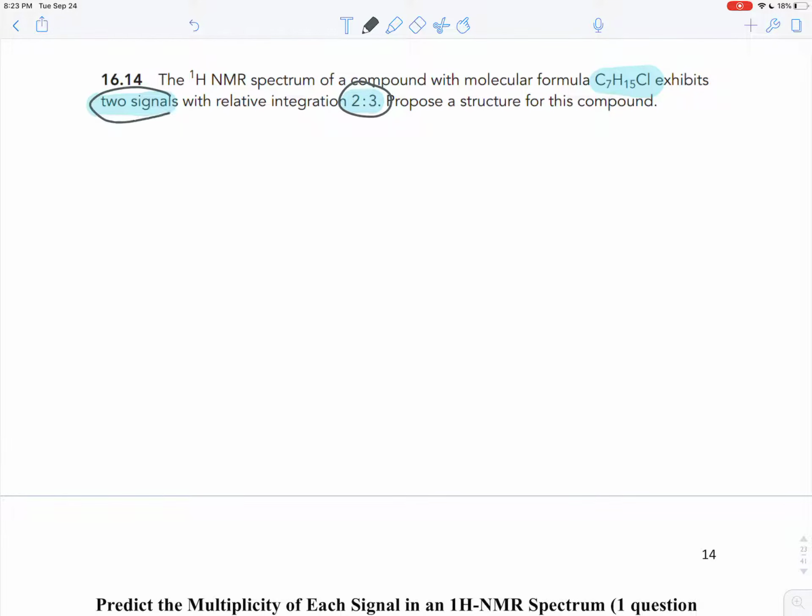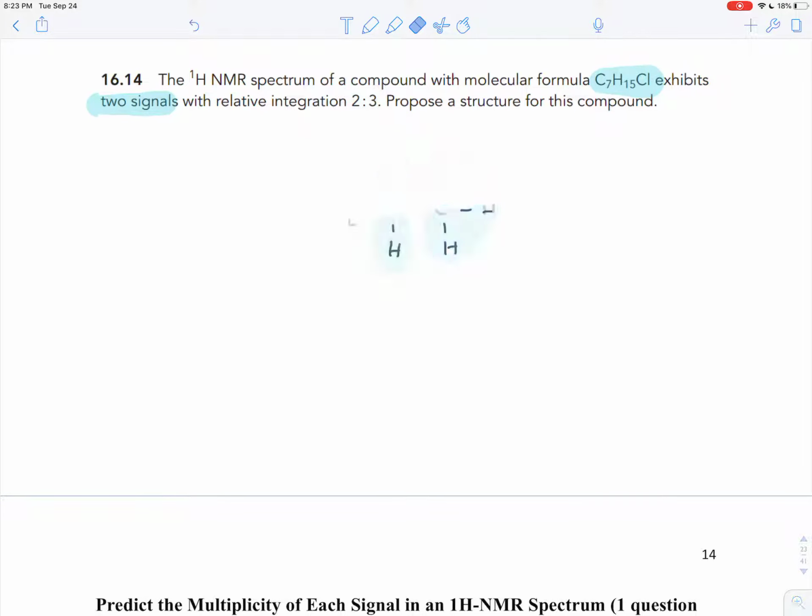Now remember, each signal is representing an electronic environment, so that means you would have 2 hydrogens in one electronic environment for every 3 hydrogens in another electronic environment. That ratio of 2 to 3 should really remind you of an ethyl group. Here's your 2 in one electronic environment and 3 in another.